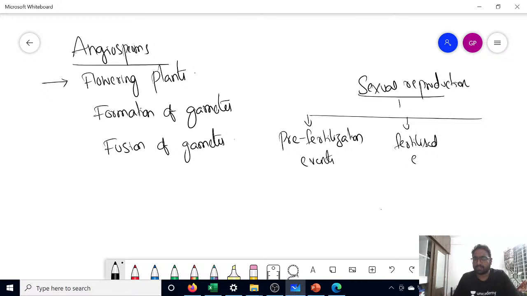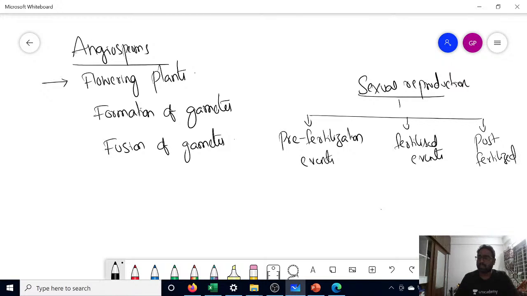Fertilization or fertilized events. After that you will get post-fertilized events. So when you are getting the post-fertilized events, we will study different things here. As far as our topic is concerned for today, what is our topic, guys?